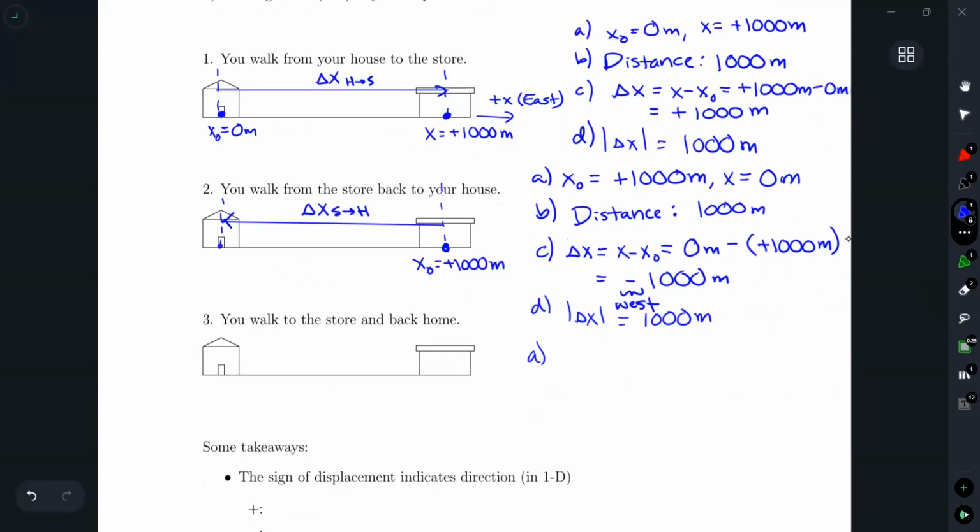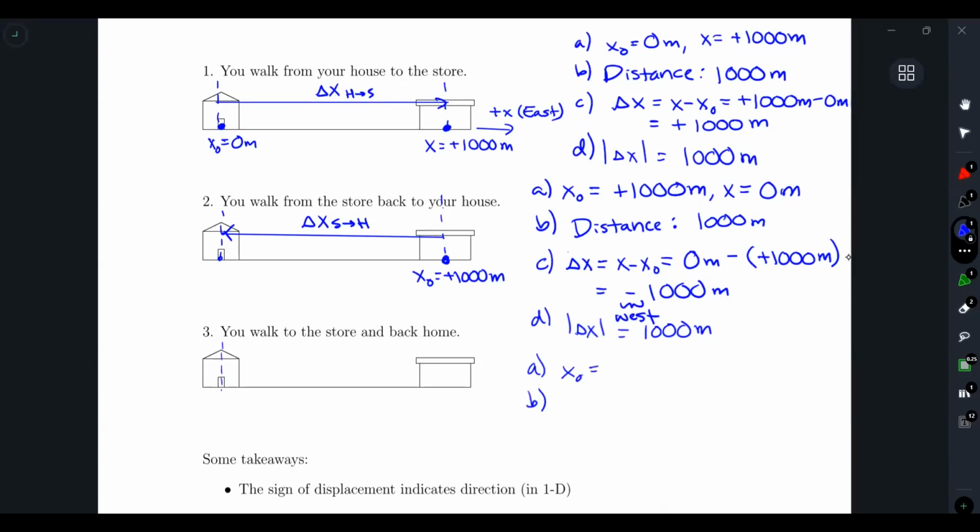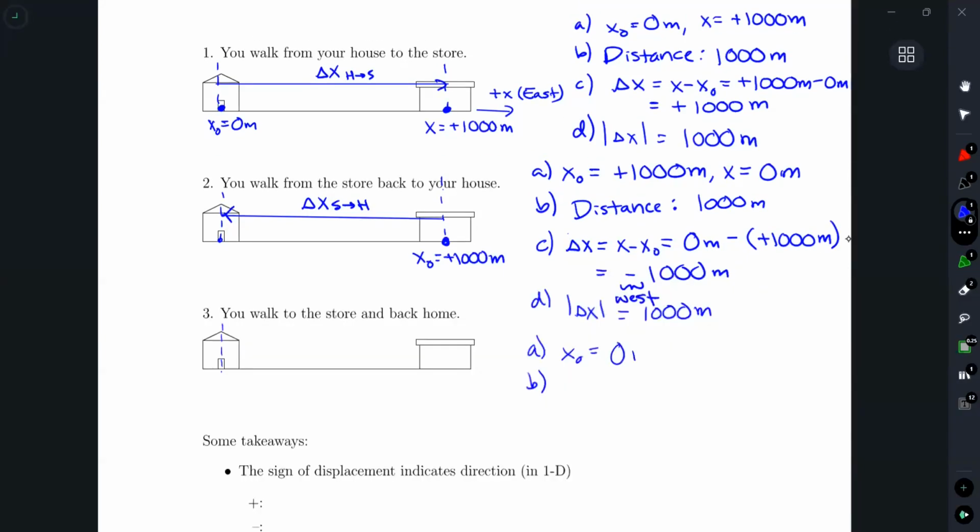And then talk about the round trip. You walk to the store and back home. So what's your initial position? Your initial position is 0. Yep. And your final position? 0 as well. How far did you travel? 2,000 meters. But what is your displacement? 0. It's final minus initial.